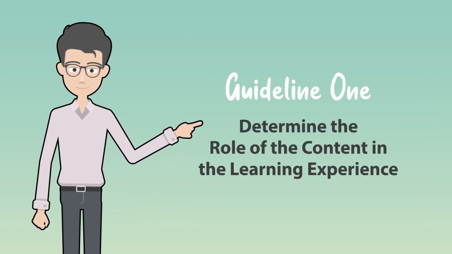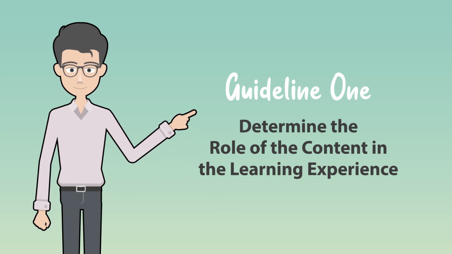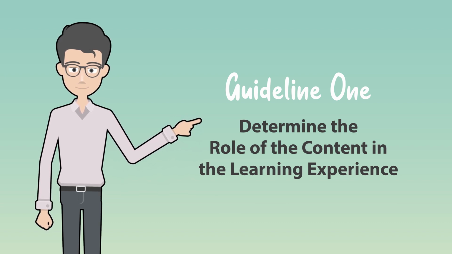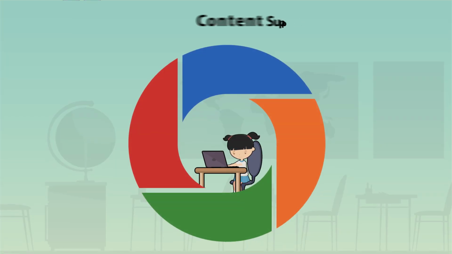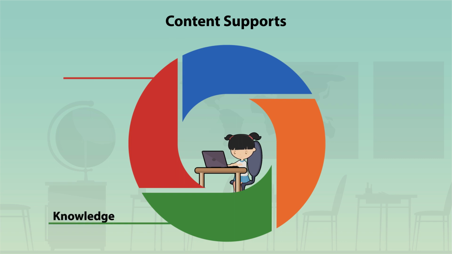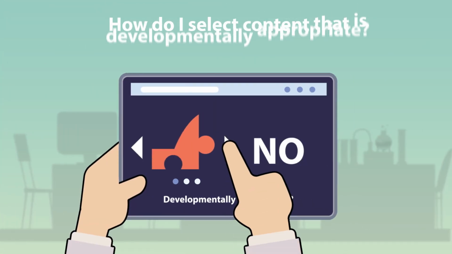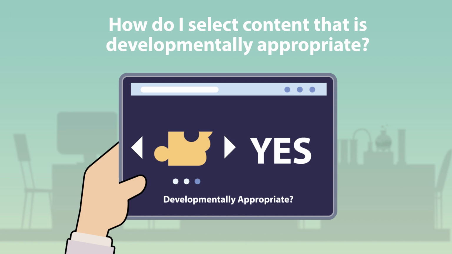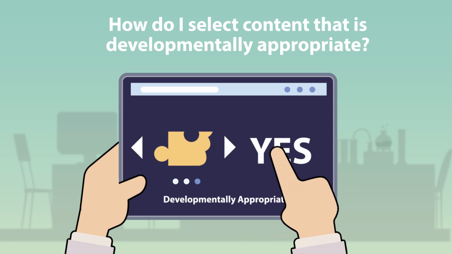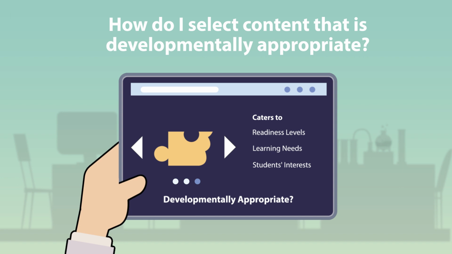Guideline 1. Determine the role of the content in the learning experience. Consider how the content would support your students' understanding of key knowledge, skills, attitudes, and values, as well as the learning experiences that are required for the student learning outcomes to be attained. This would involve selecting content that is developmentally appropriate and which caters to your students' readiness levels, learning needs, and interests.